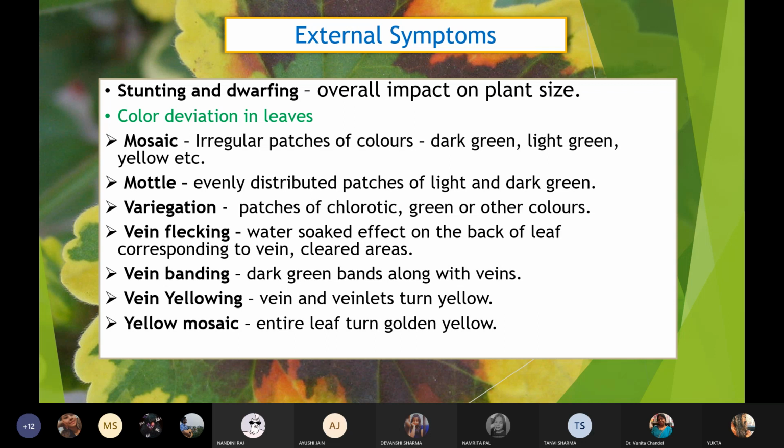Vein banding is dark green bands seen along the veins. And vein yellowing is when veins and veinlets turn yellow. And in yellow mosaic symptom, we can see that the entire leaf turns golden yellow. Next slide.